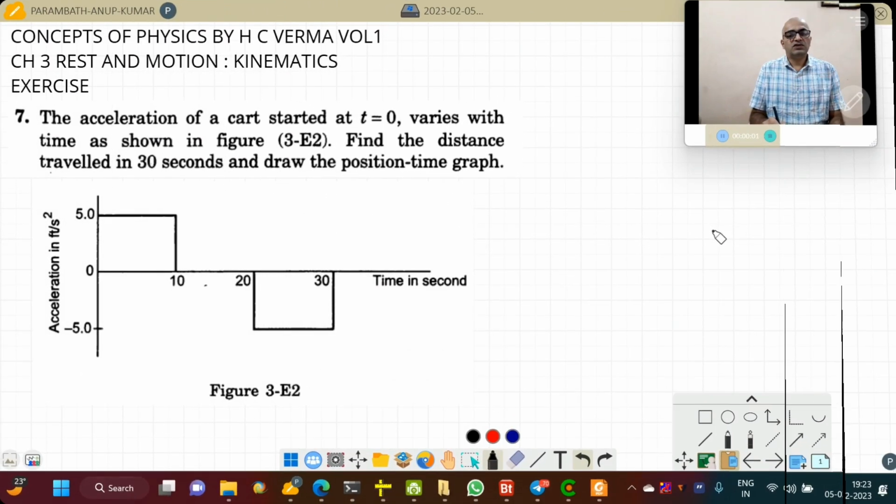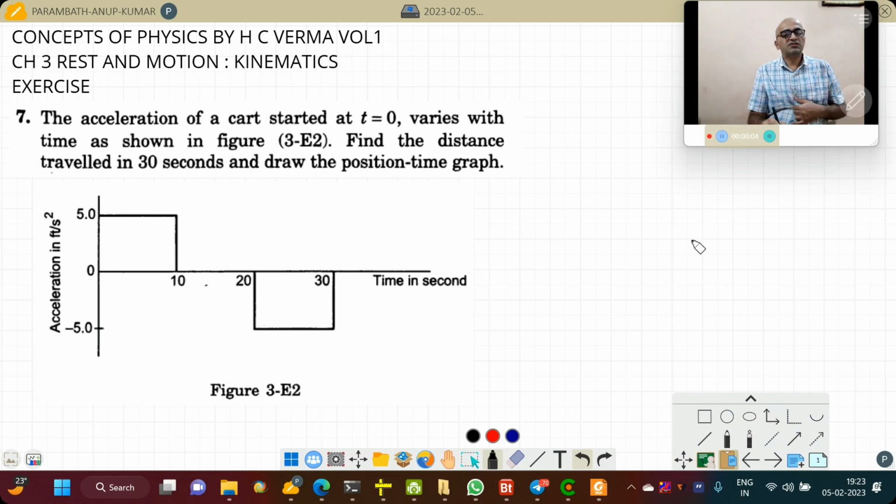Students, we are doing questions from Concepts of Physics by HC Verma Volume 1, Chapter 3, Rest and Motion, Kinematics, and we are doing the end exercise. Here is question number 7, students. The acceleration of a cart started at t equal to 0 varies with time as shown in figure. Find the distance traveled in 30 seconds and draw the position time graph.